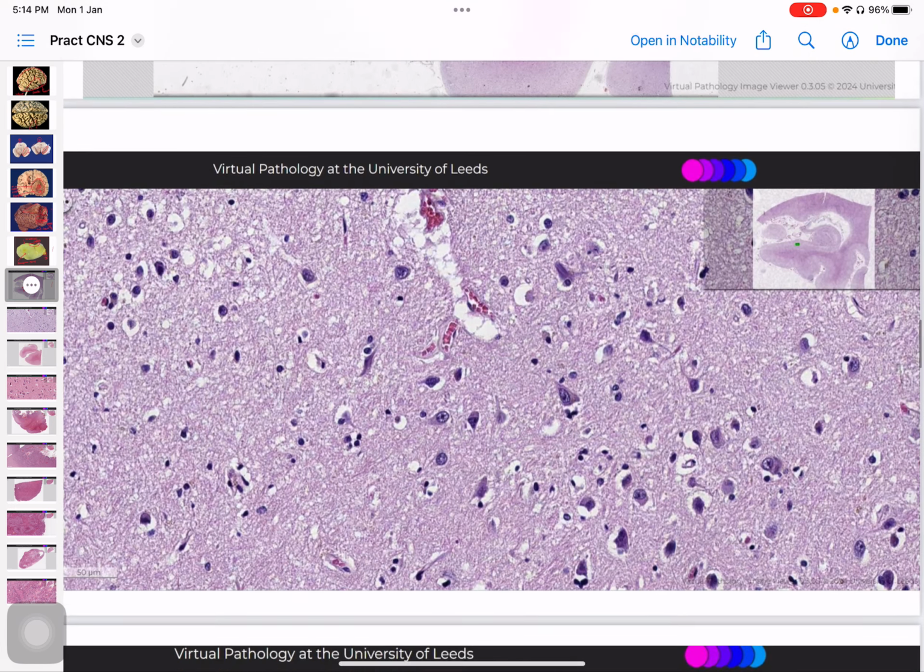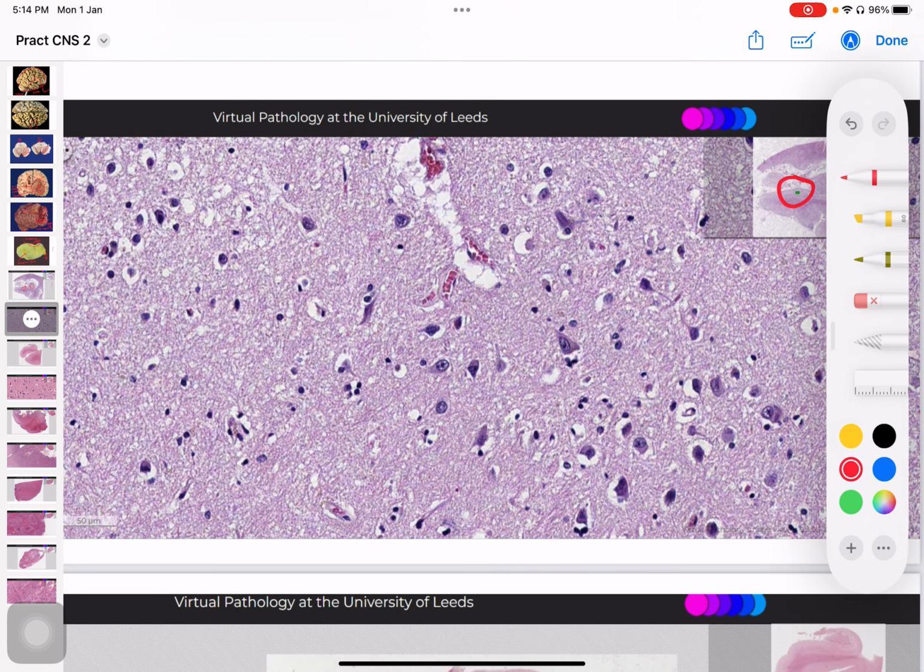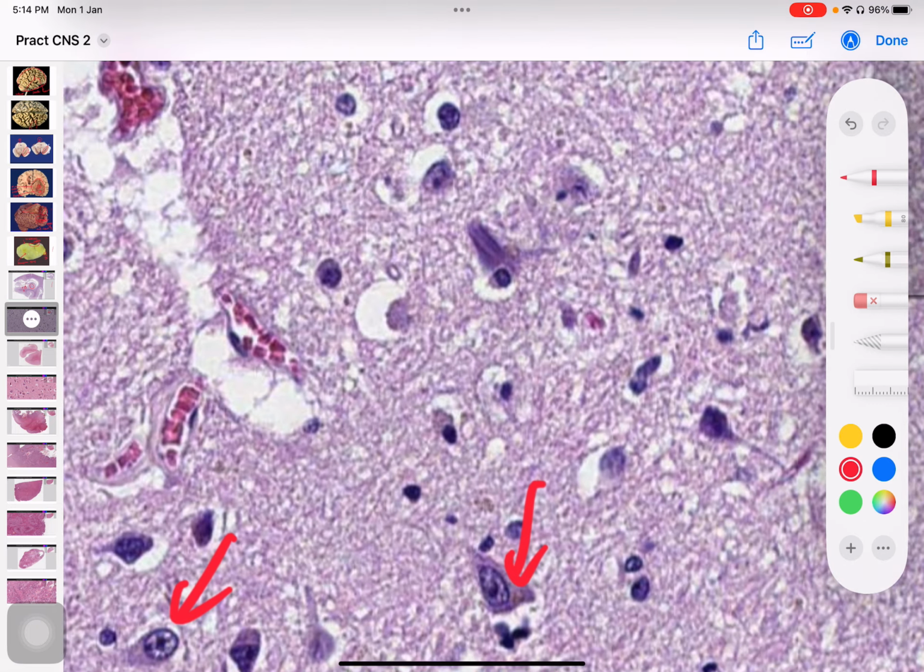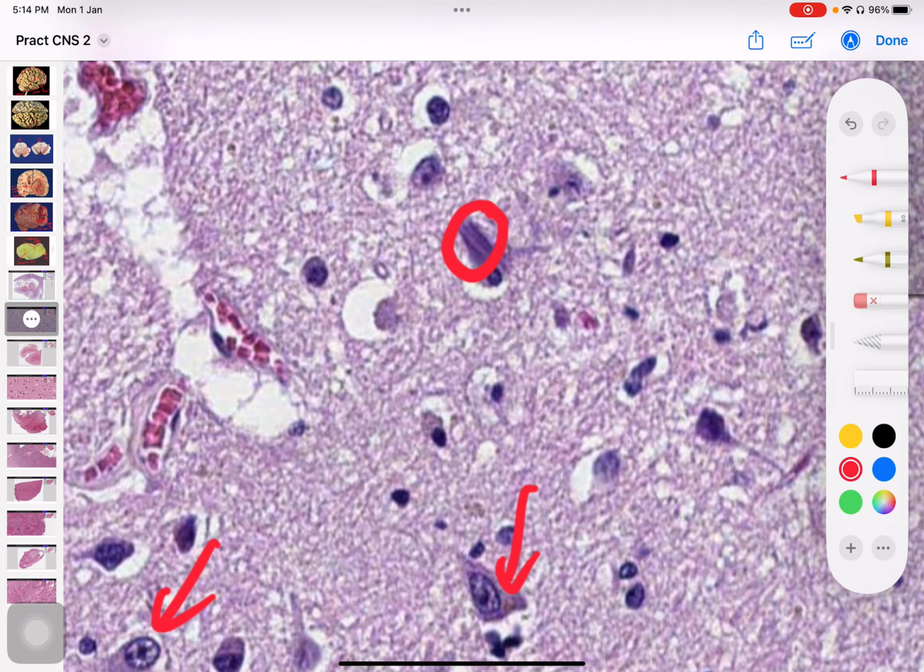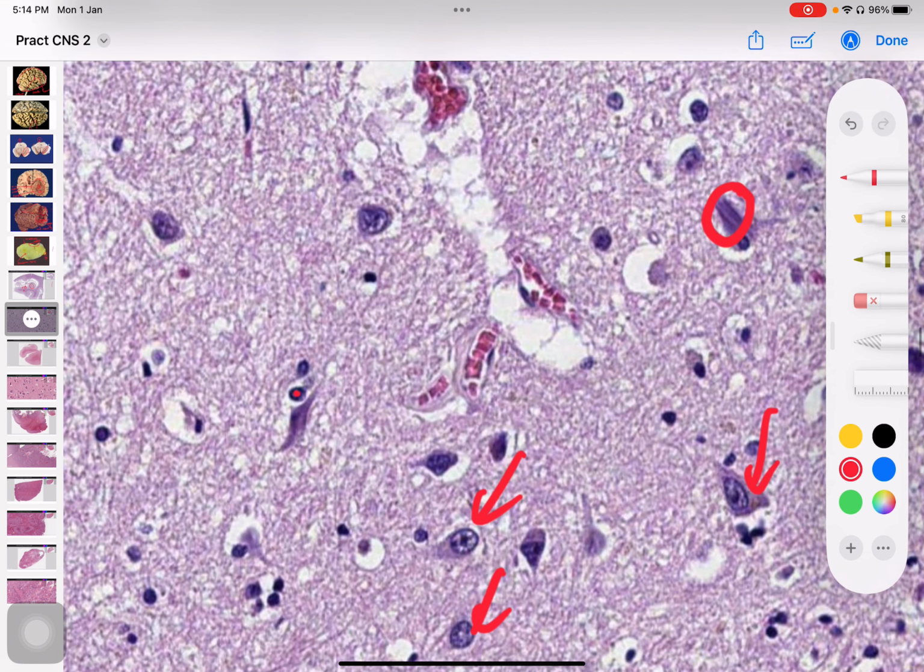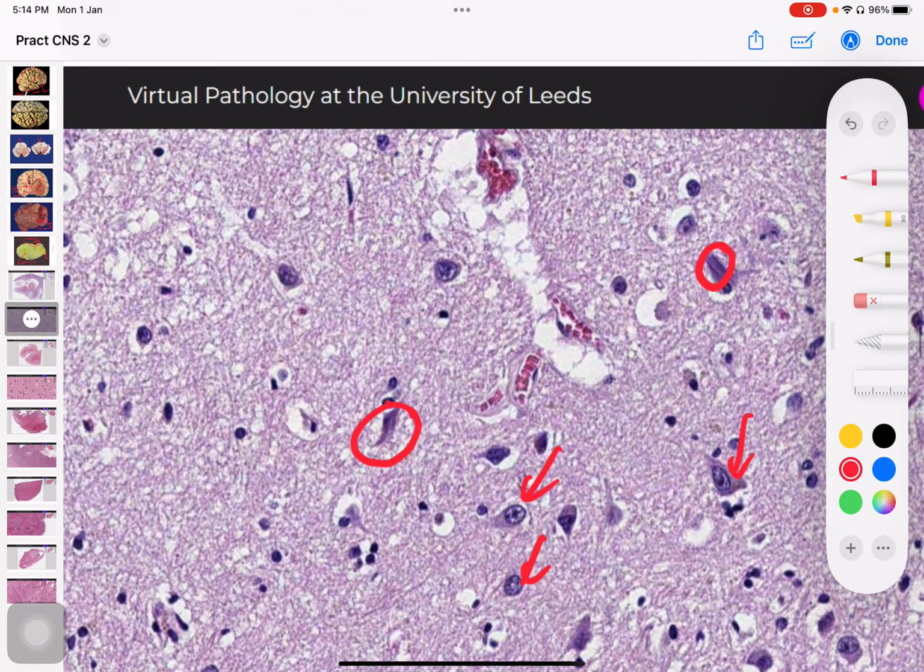Okay, and when you focus on that area, what you can see is all these nuclei. But what's peculiar about these nuclei is that the cytoplasm becomes so condensed. Okay, you can see this is the nucleus, and this is the condensed cytoplasm. Okay, this is due to collection of tau protein, and this is what we call neurofibrillary tangles. Okay.